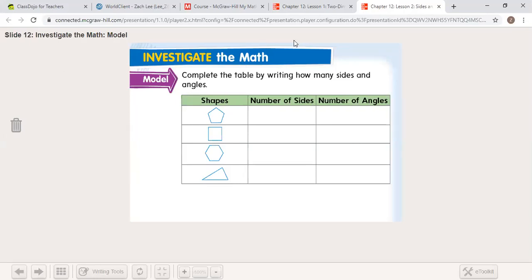Go ahead and complete the table by talking about how many sides this shape has and how many angles, which is a pentagon. How many sides a square has, how many angles, how many sides and angles of a hexagon and a triangle. I'll give you a few seconds here and go ahead and look over those.